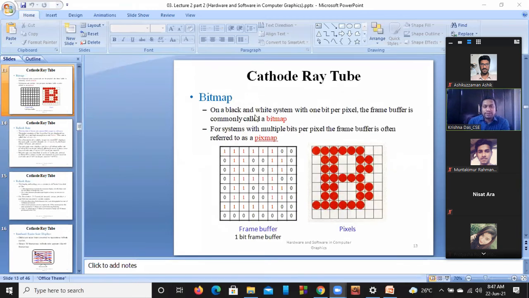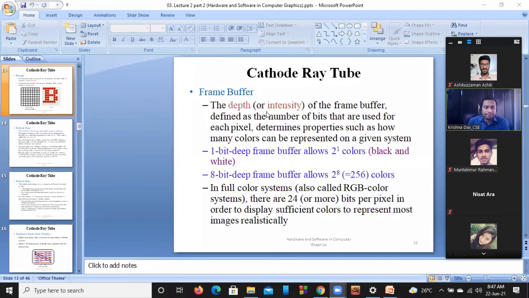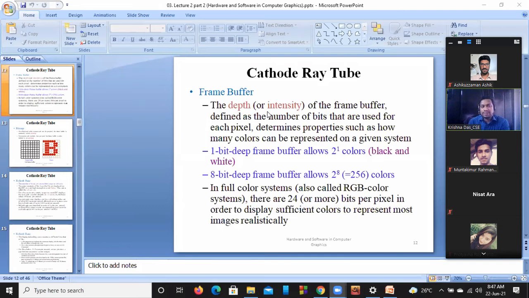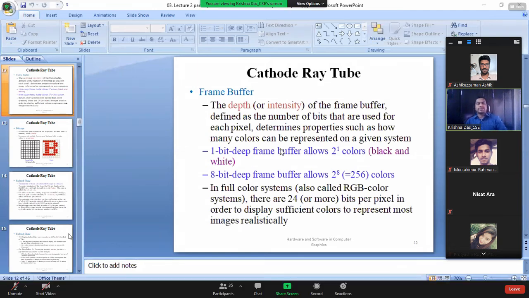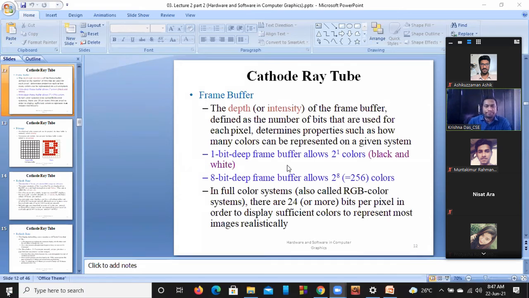This is also relevant with the depth of the color. Whenever we say this display device has a color depth of 16, that means every pixel of that device can have at most 2 to the power 16 number of colors, any one of them. That's actually the depth of the color or depth of the frame buffer.